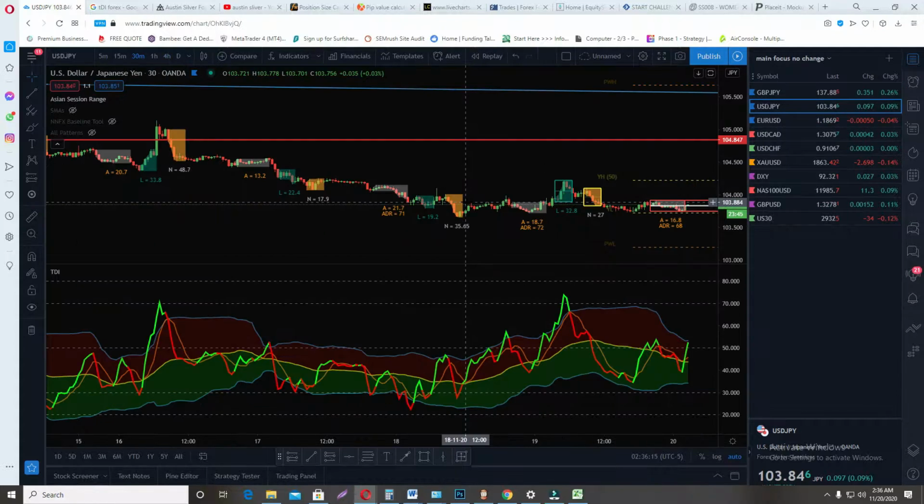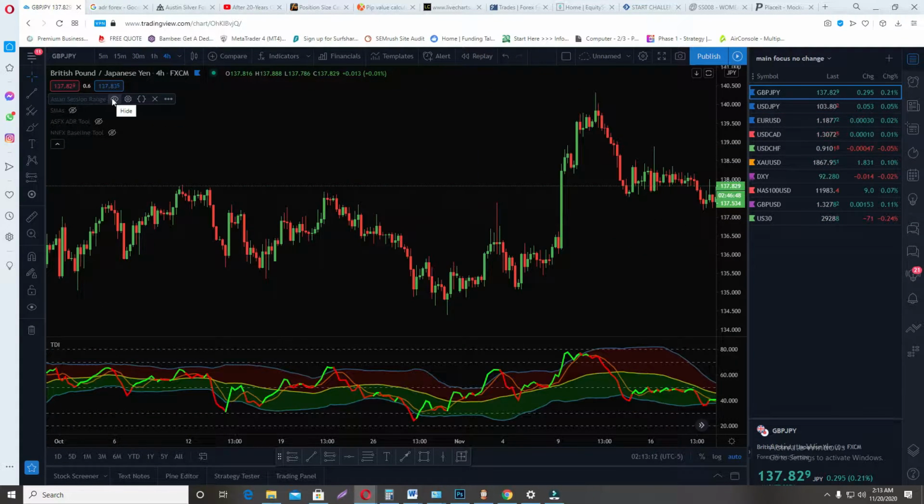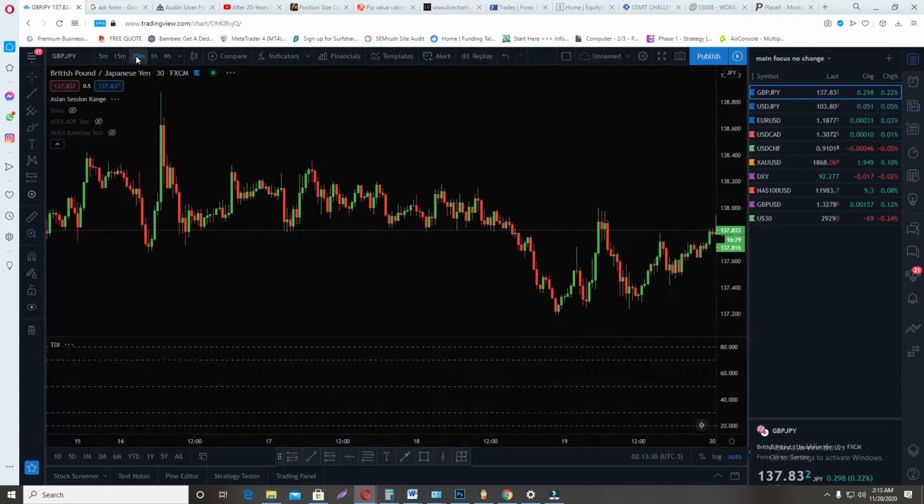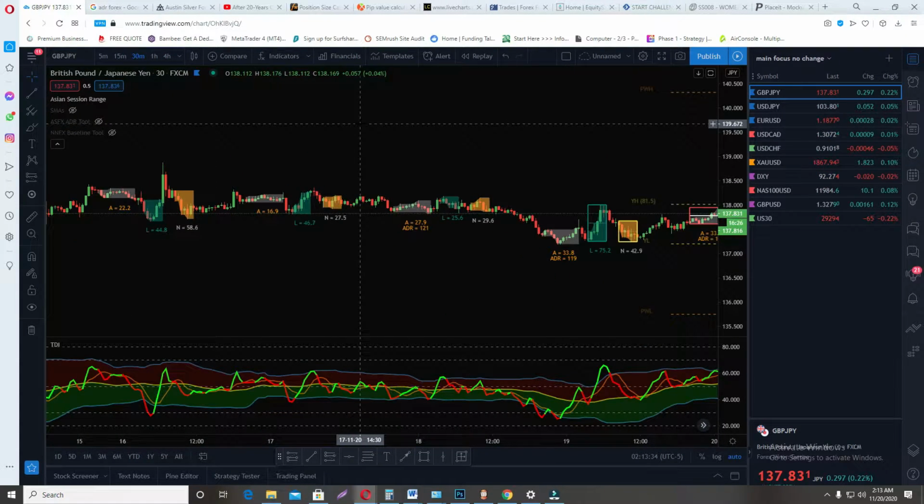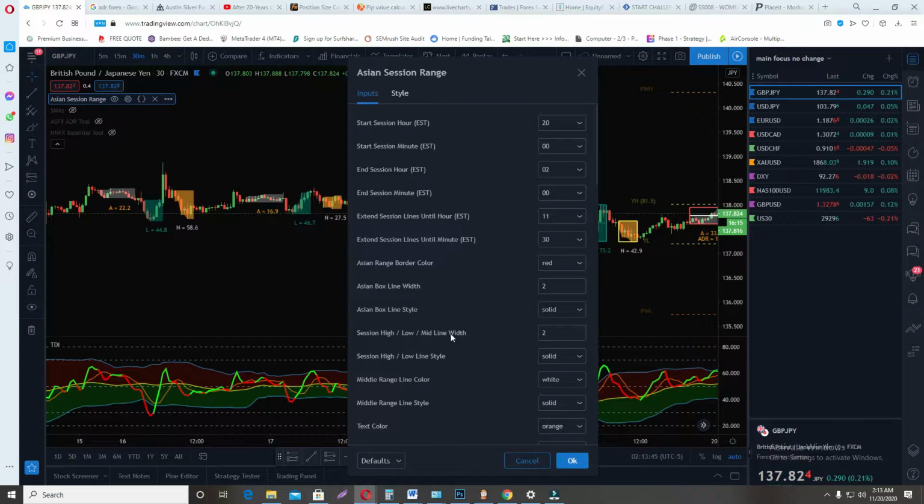Now, I want to talk about the Asian session range today. This indicator was introduced to me by a friend of mine named Big John. Big John is super dope. He's doing his thing over there. He introduced me to this indicator right here. Super dope indicator. I want to break it down to y'all to show you how it works. So this is the backbone of it right here.